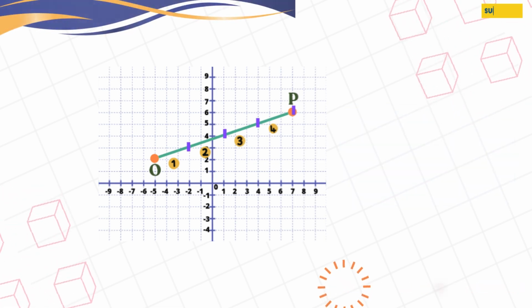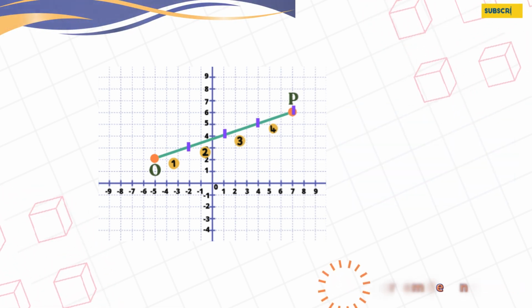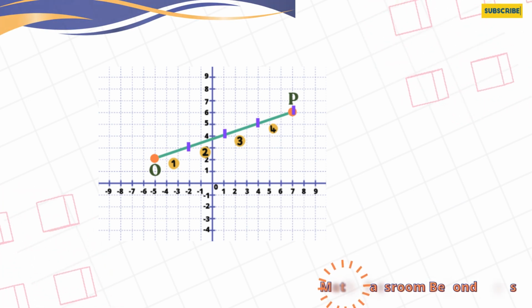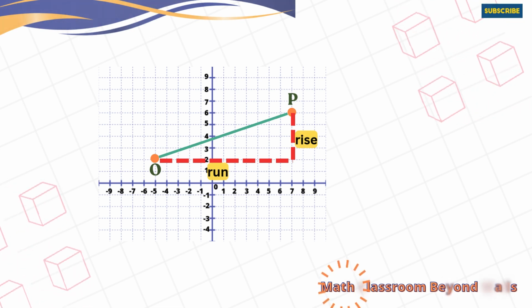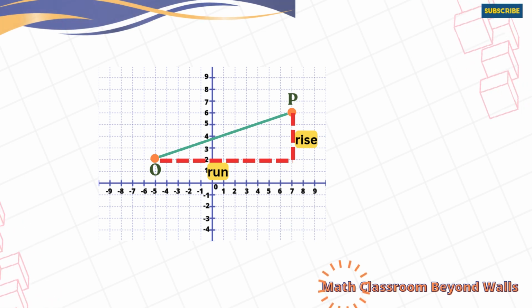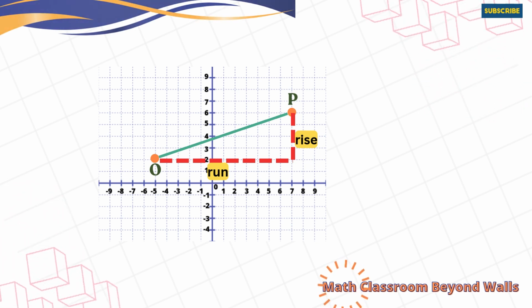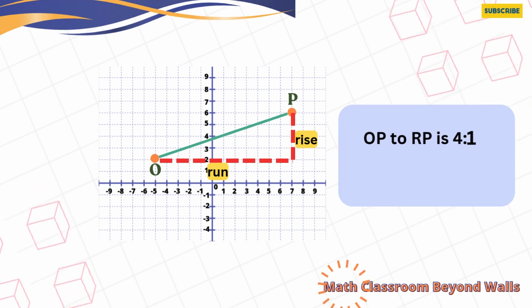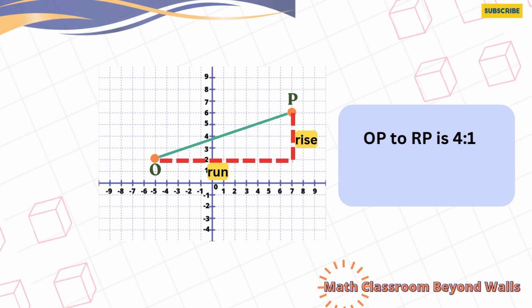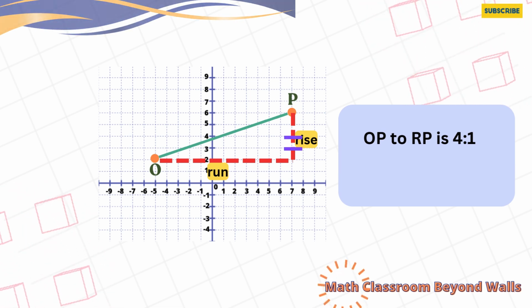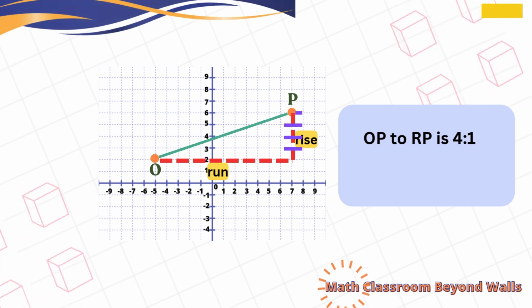Now, you might ask if we can determine these 4 parts using the rise. The answer is yes. Here's again the diagram where we draw the run and rise. This time, we will use the rise to determine the 4 equal parts of the segment. We count the number of units along the rise. We have 1, 2, 3, 4.